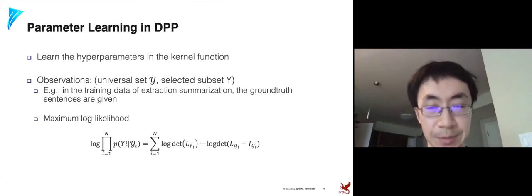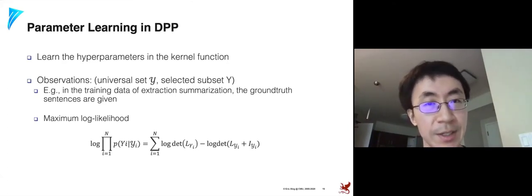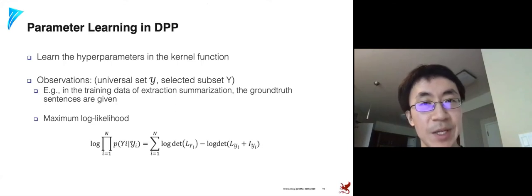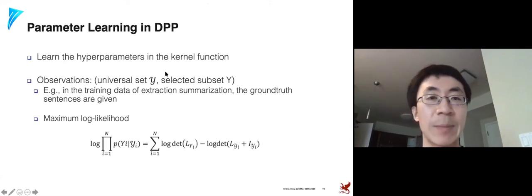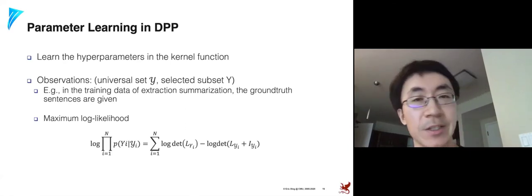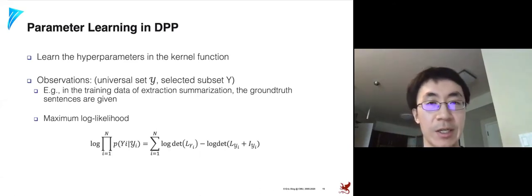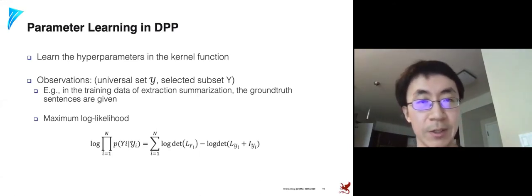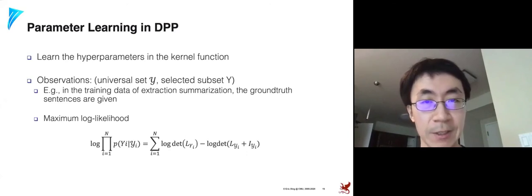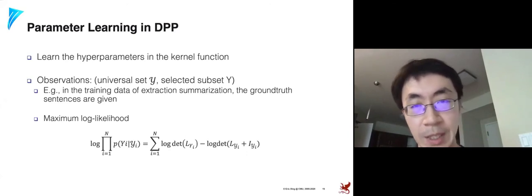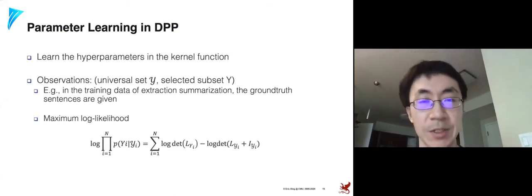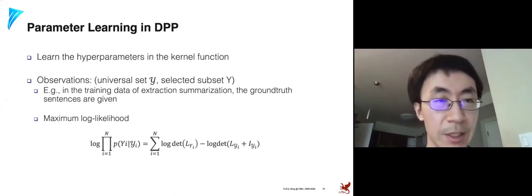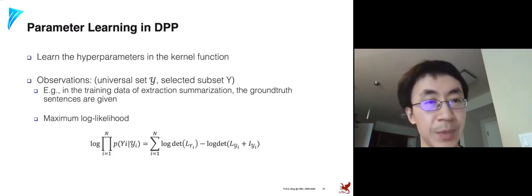weight parameters? For instance, if the DPP's L matrix is calculated using a kernel, in the kernel we have the hyperparameters of the kernel, right? Like in the RBF kernel, we have the scaling factor. In the Mahalanobis metric-based kernel, we have this Mahalanobis matrix. Those are the parameters we want to learn.